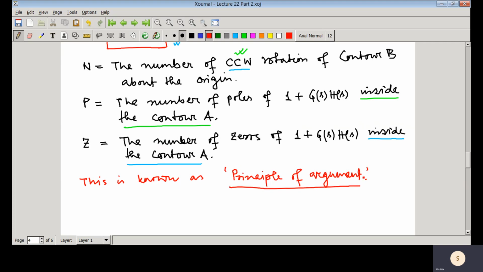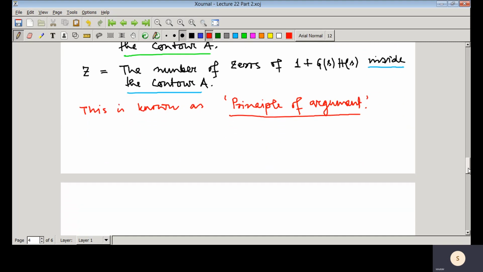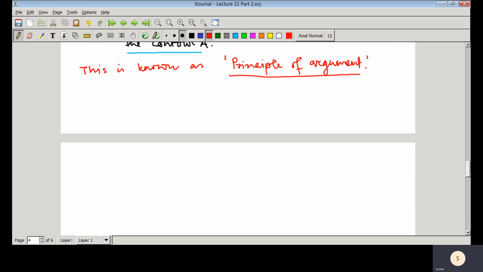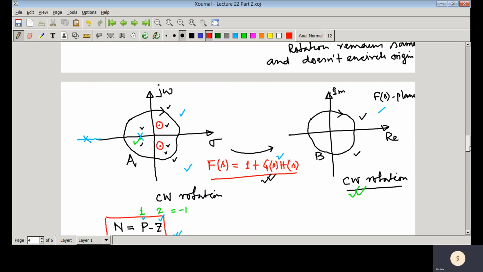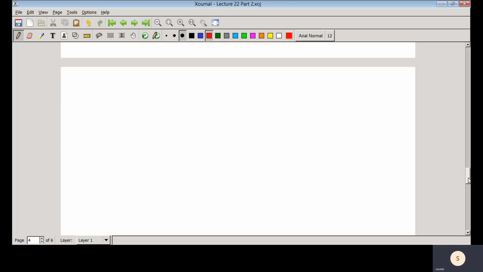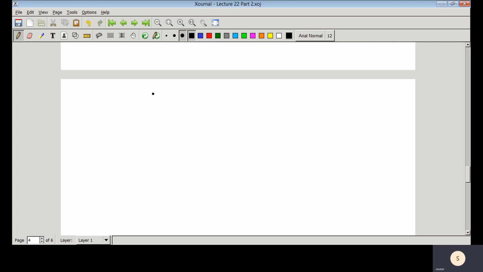Very important. This is called the principle of argument. So now the point is, if we are trying to apply this principle of argument for establishing the stability of a closed loop system, what would it be? First of all, we need to understand what would be the contour in the S plane. It is very easy to understand that.